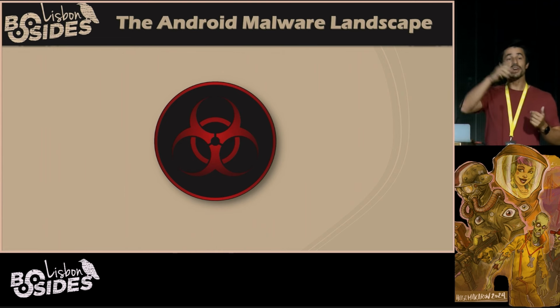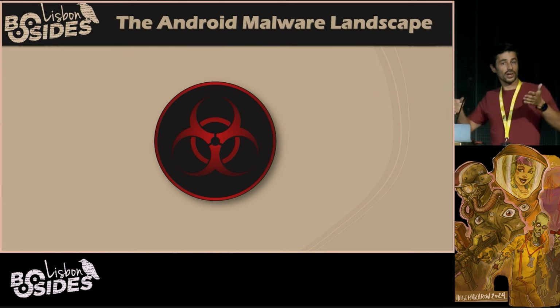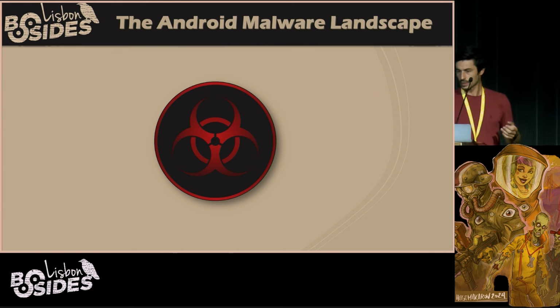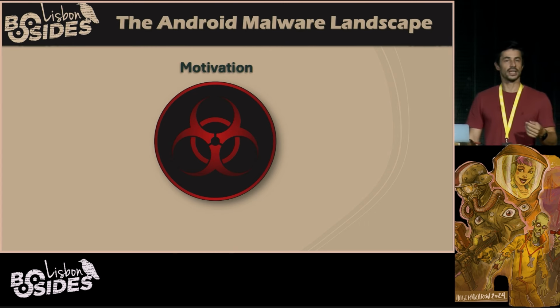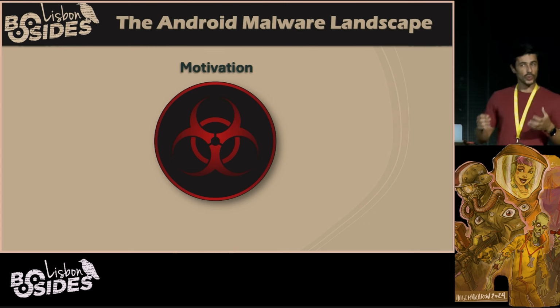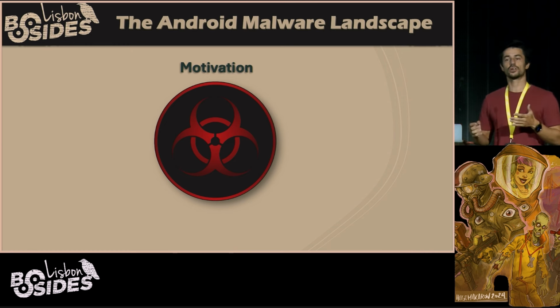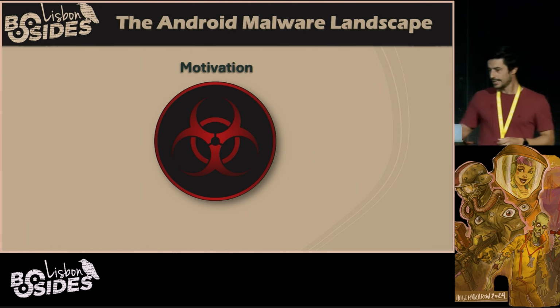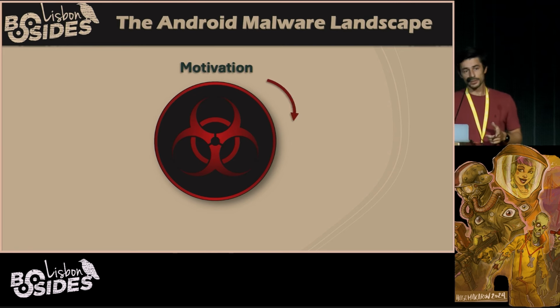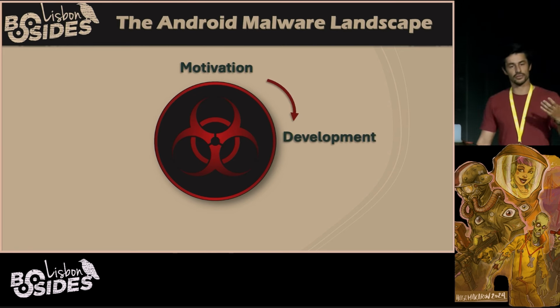What are the phases it goes through from start to end? First one is motivation, commonly profit. And that's why the most prevalent malware in the Play Store is some sort of billing fraud. SMS fraud, toll fraud, call fraud, anything that can subscribe you to a service that you don't want or don't even know of. Next one is the development phase.